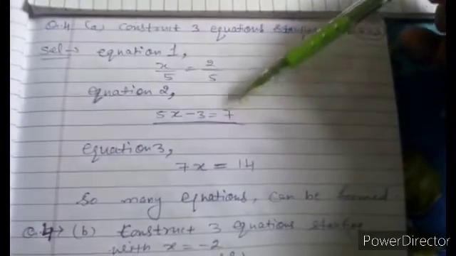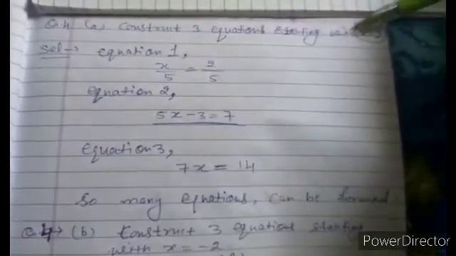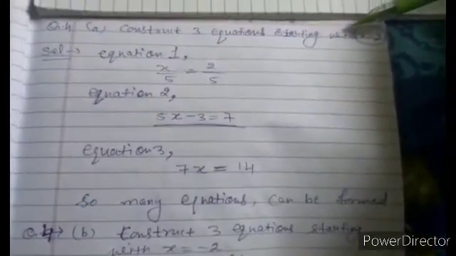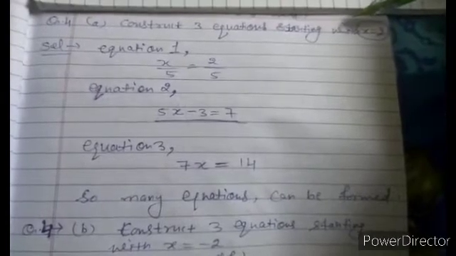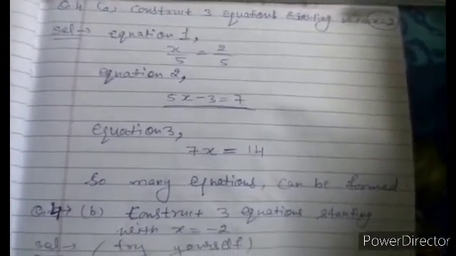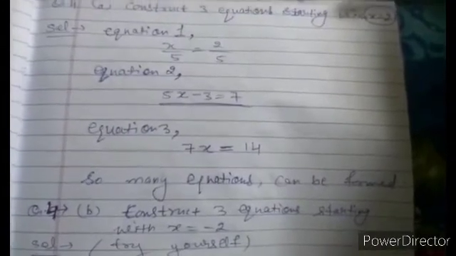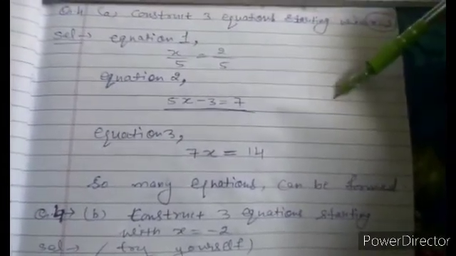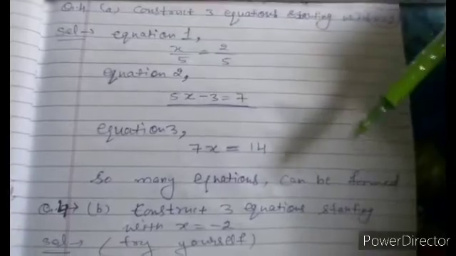You can also construct, just after solving value should be x is equal to 2. So fourth part, B part also you can try yourself. Construct three equations starting with x is equal to -2. So with the same procedure as I have told in 4 A, you can solve 4 B. Try yourself.